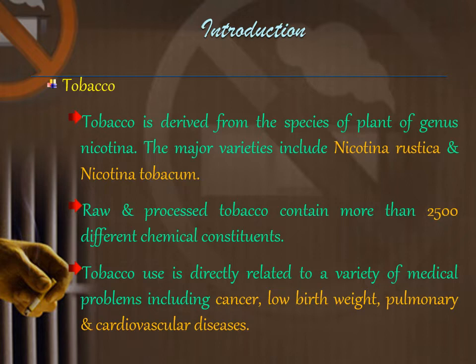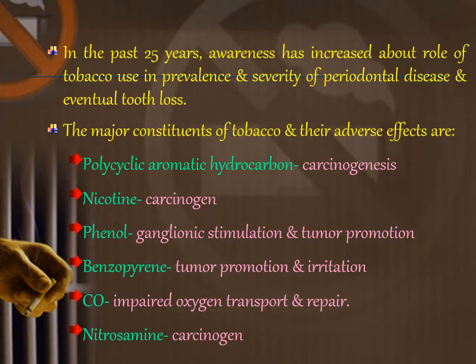So first of all, introduction. Tobacco. Tobacco is derived from the species of plant of genus Nicotiana. The major varieties include Nicotiana rustica and Nicotiana tabacum. Raw and processed tobacco contain more than 2,500 different chemical constituents. Tobacco use is directly related to a variety of medical problems including cancer, low birth weight, pulmonary and cardiovascular diseases. In the past 25 years, awareness has increased about the role of tobacco use in prevalence and severity of periodontal disease and eventual tooth loss.